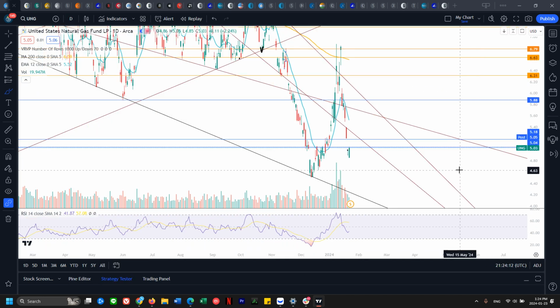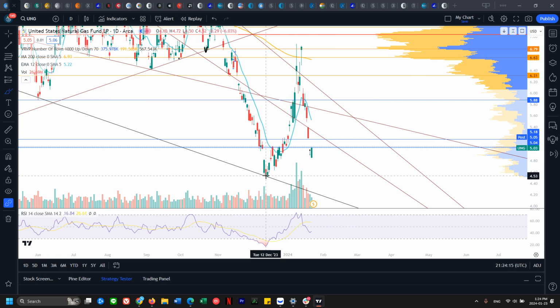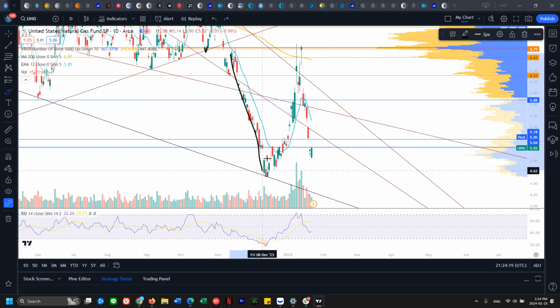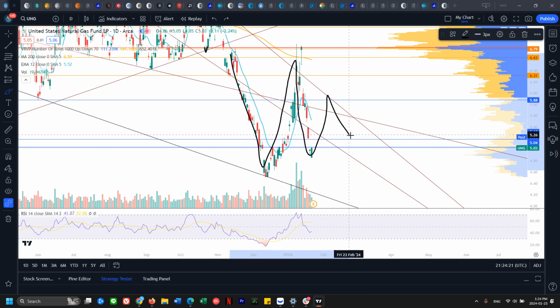And yeah, same thing with natural gas. Let's see if we can form that big equilibrium. Big move down, big move up, big move down. Gets tighter and tighter.